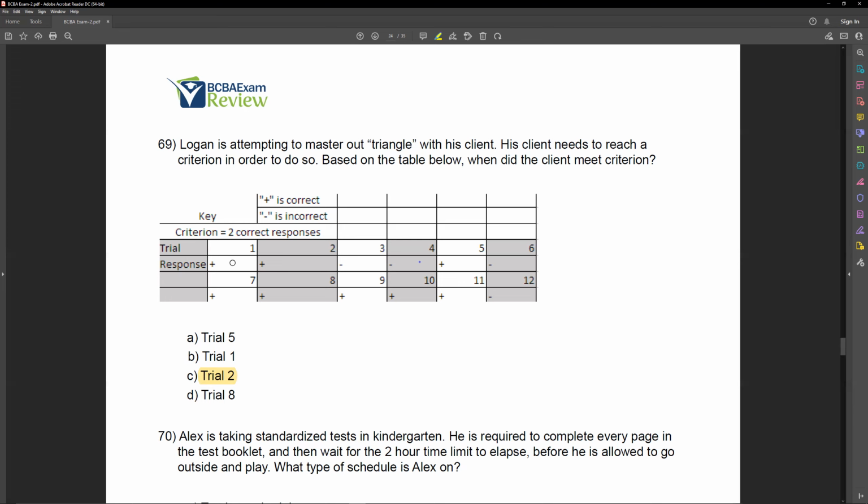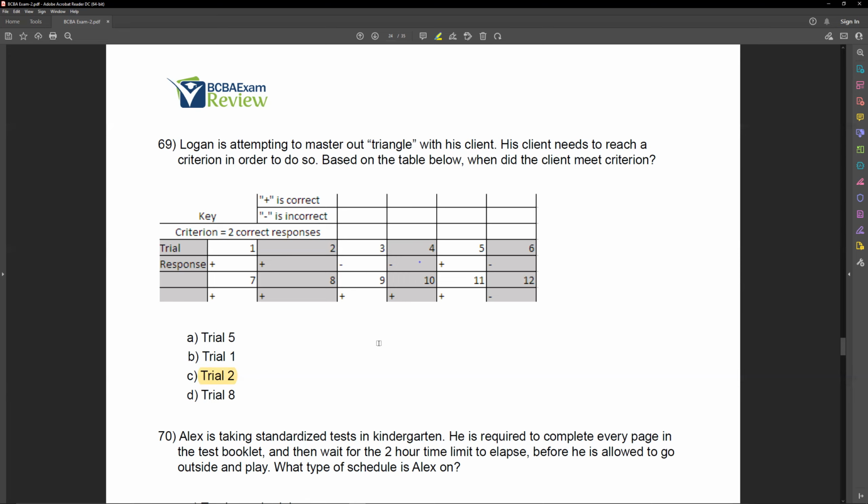Let's see, 1 correct, 2 correct, 3 incorrect, okay? We have to start over. We need 4 in a row. 4 incorrect, 5 correct, 6 incorrect. Have to start over. We need 4 in a row. 7 correct, 8 correct, 9 correct, 10 correct. If our criterion was 4, our target would have been hit on the 10th trial, okay?